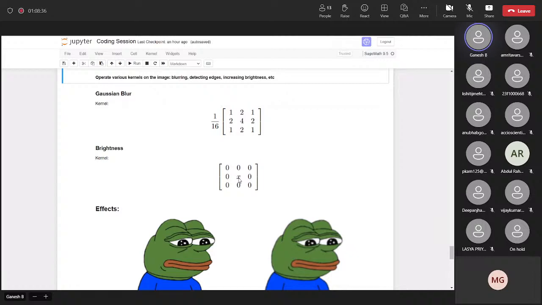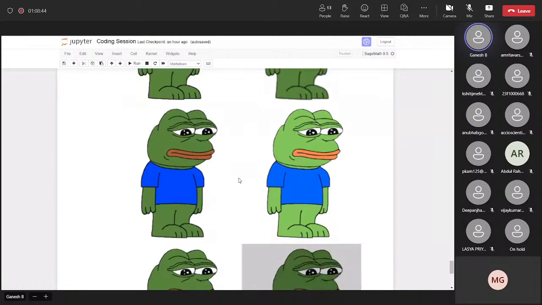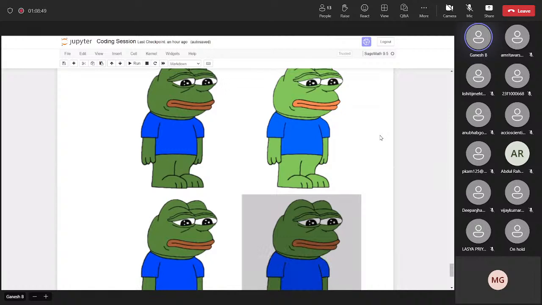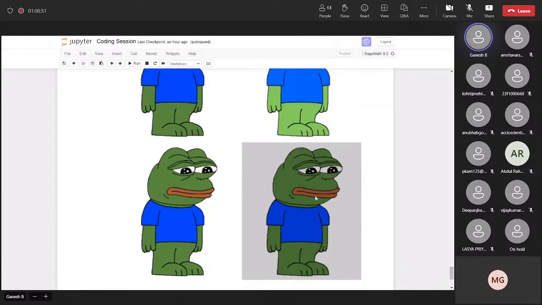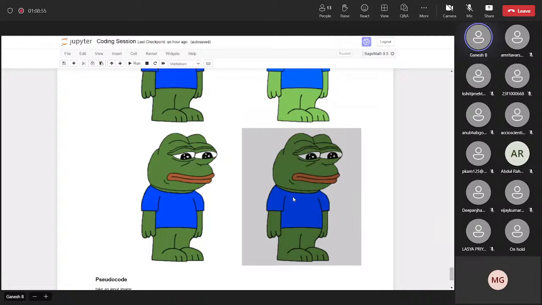So where x is greater than 1, your image actually brightens up, and if x is less than 1, the image brightens down. So here is what they look like. When your x value is greater than 1, you see the image is brightened, and when your x value is less than 1, it is toned down. So how do you write a code for something like this?